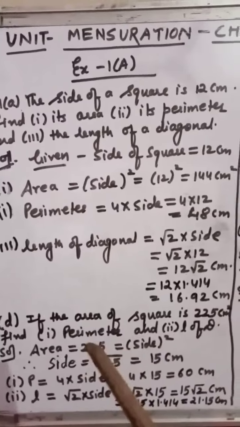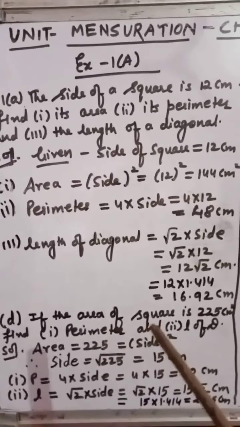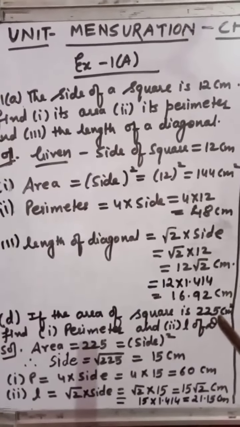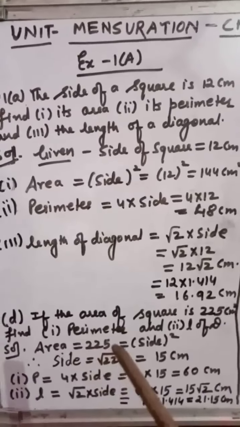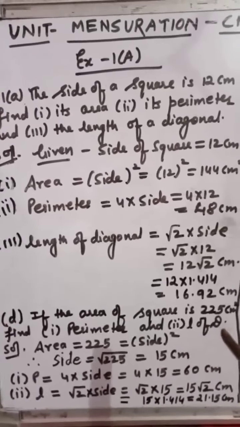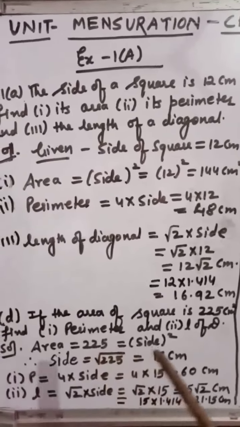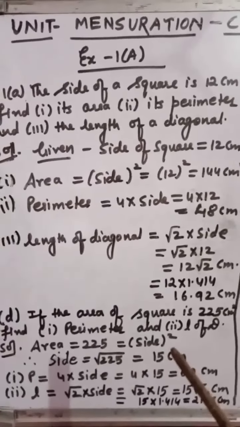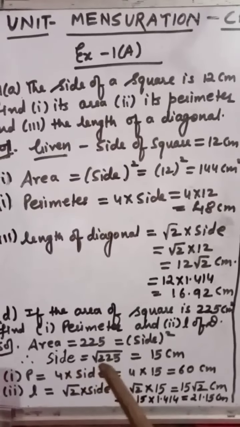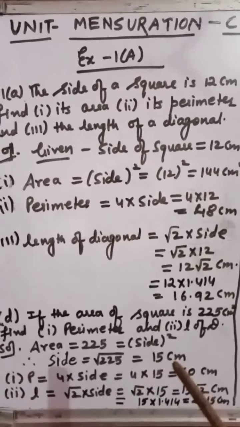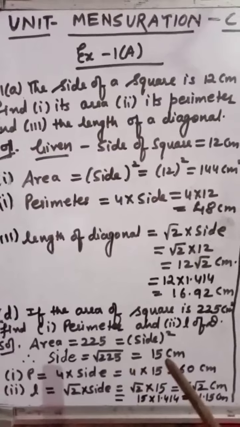And last, we have to find out, question number D: if the area of the square is 225 centimeter square, we have to find out perimeter and length of diagonal. L of D means length of diagonal. Area is given 225, which is equal to side square. Therefore, side is square root 225, which is 15 centimeter. Square root 225 is 15.